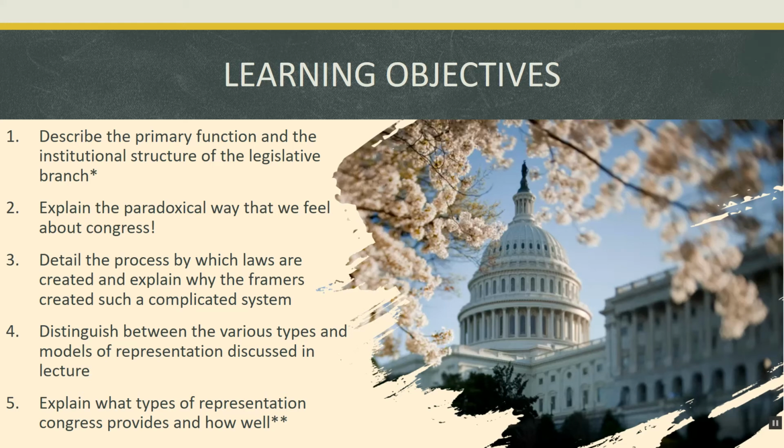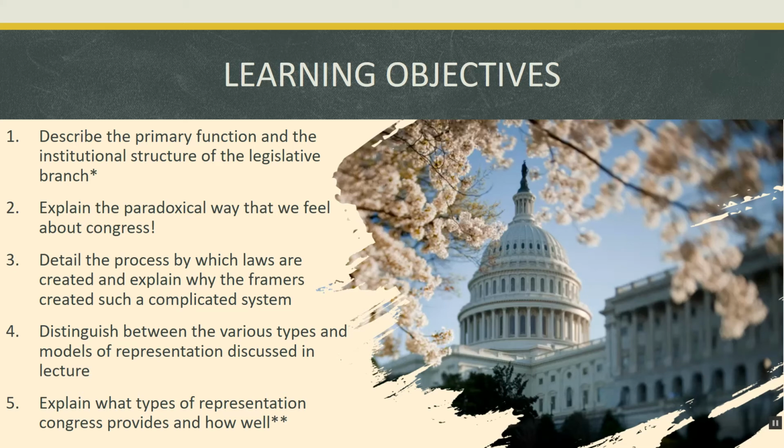The first learning objective asks for you to describe the primary function and the institutional structure of the legislative branch. To satisfy this, you'll need to not only understand what the legislative branch does, but how it is constituted of 2 distinct chambers or separate groups of elected officials. And you'll need to understand the relationships between these 2 chambers and the division of labor that we can use to distinguish between how they function on a day-to-day basis.